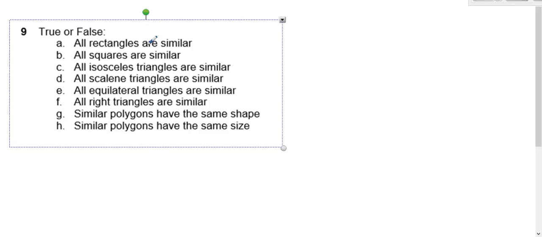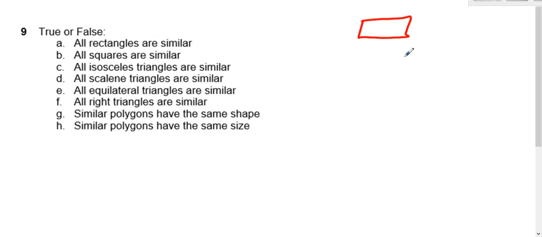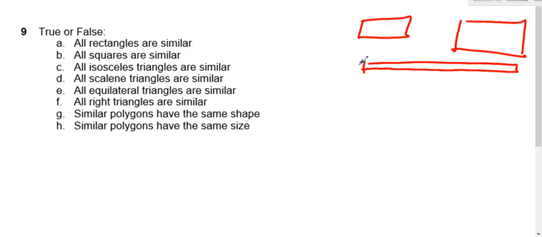So true or false, all rectangles are similar? Well, no, you can have a short and fat, or a little bit taller and just as fat. Those would not be similar. You could also have really, really, really skinny and really, really, really wide. Those are not similar. So no, false.